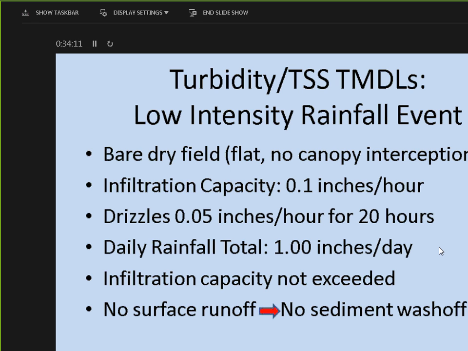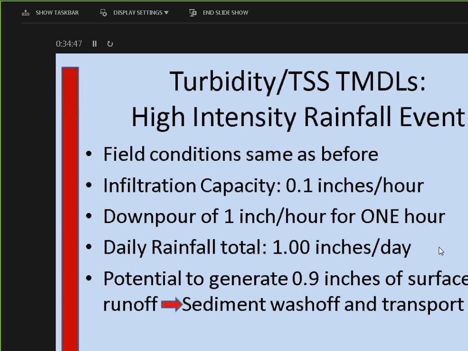So I specified the infiltration index to about 0.1 inches per hour, which is a round number, but a reasonable number. And so if we had a field that was bare and dry and it drizzled 0.05, or 1/20th of an inch of rain, for 20 hours, you get a daily rainfall total of 1 inch. But the infiltration capacity would never have been exceeded through that time, and so you wouldn't get any surface runoff, and no sediment transported by water anyway.